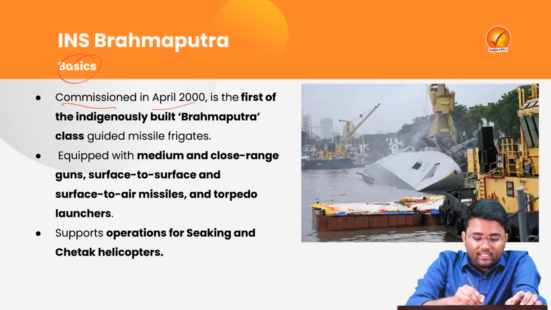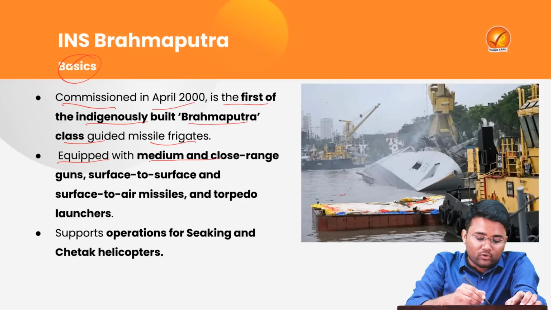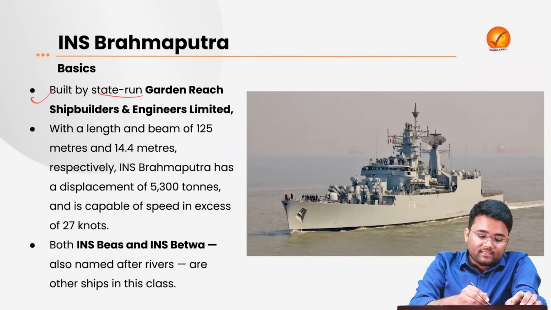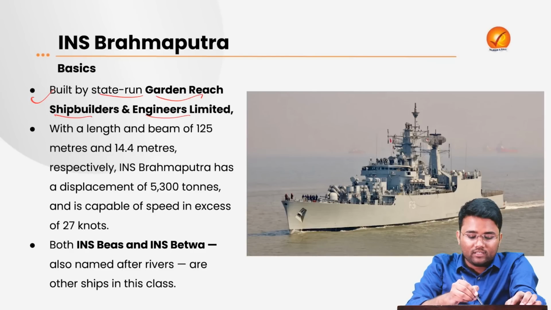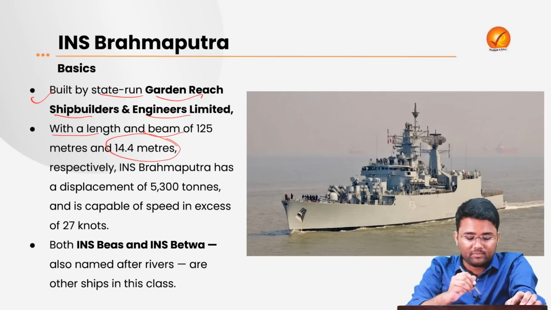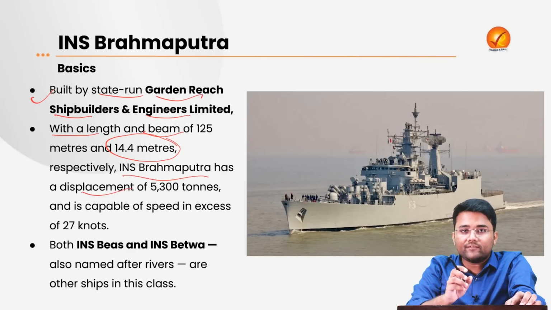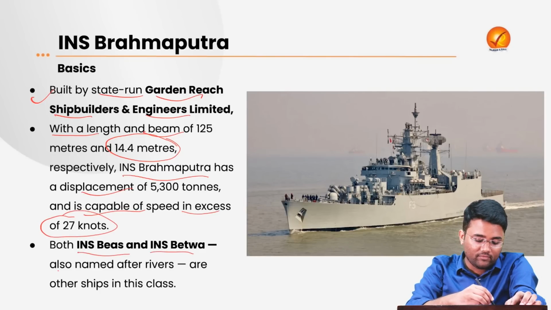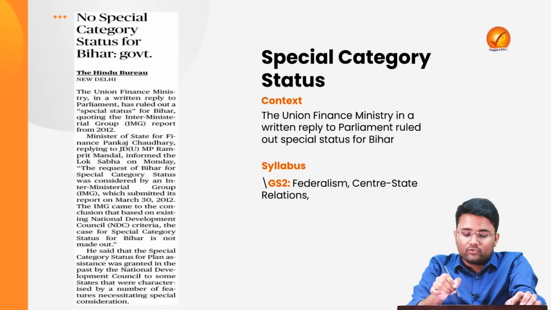This INS Brahmaputra was commissioned in April 2000 and it is the first indigenously built Brahmaputra class guided missile frigate. It is equipped with medium and close range guns, surface to surface and surface to air missiles, as well as various torpedo launchers. This supports the operations for Sea King as well as the Chetak helicopters. Now, this was built by the state-run, that is the public sector, Garden Reach Shipbuilders and Engineers Limited, with a length of almost 125 meters and a beam of almost 14.4 meters respectively. This INS Brahmaputra has a displacement of 5,300 tons and is capable of speed in excess of 27 knots. Both INS Beas and INS Betwa are also named after rivers, and they are also other ships in this Brahmaputra class.